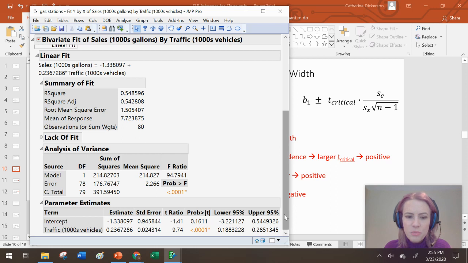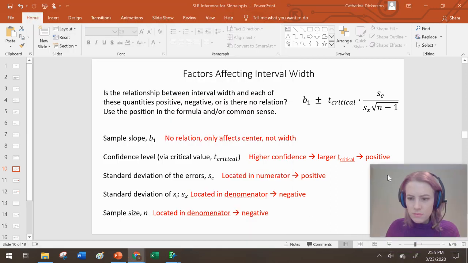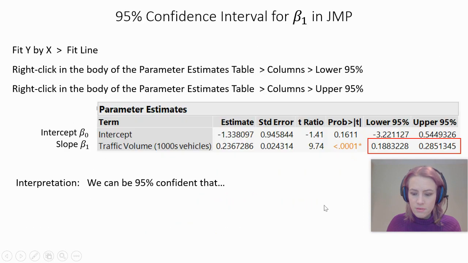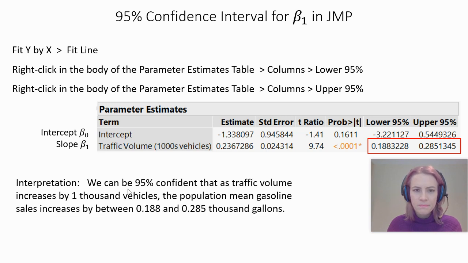But let's see if we can interpret it just a little bit more. After all, what does the slope tell us about the relationship? Okay, so what exactly can we be 95% confident about? Well, we're going to match together the typical format when we interpret a confidence interval with how we interpreted the sample slope. You just turn that sample interpretation into a whole population interpretation.